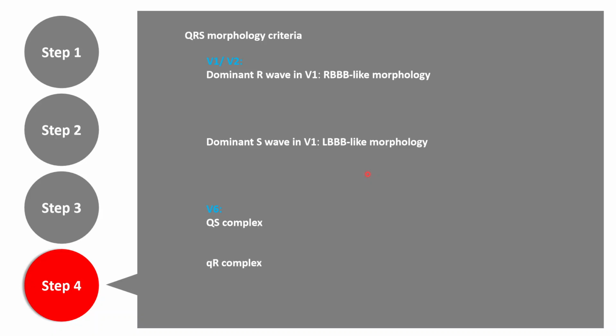The second pattern that we can look for in V6 is a small q and big R. Now, please don't get me wrong. This particular pattern you can see in V6, but also you can see in case of V1 or V2. The difference is, in case of V1 or V2, that will be a right bundle branch block morphology, while in V6, that will be a left bundle branch block morphology. All right. The last, but not the least, is the ratio between the R wave and the S wave being less than 1. What does it mean? It means that the R wave is small and the S wave is big. And I'll show you an example in a minute.